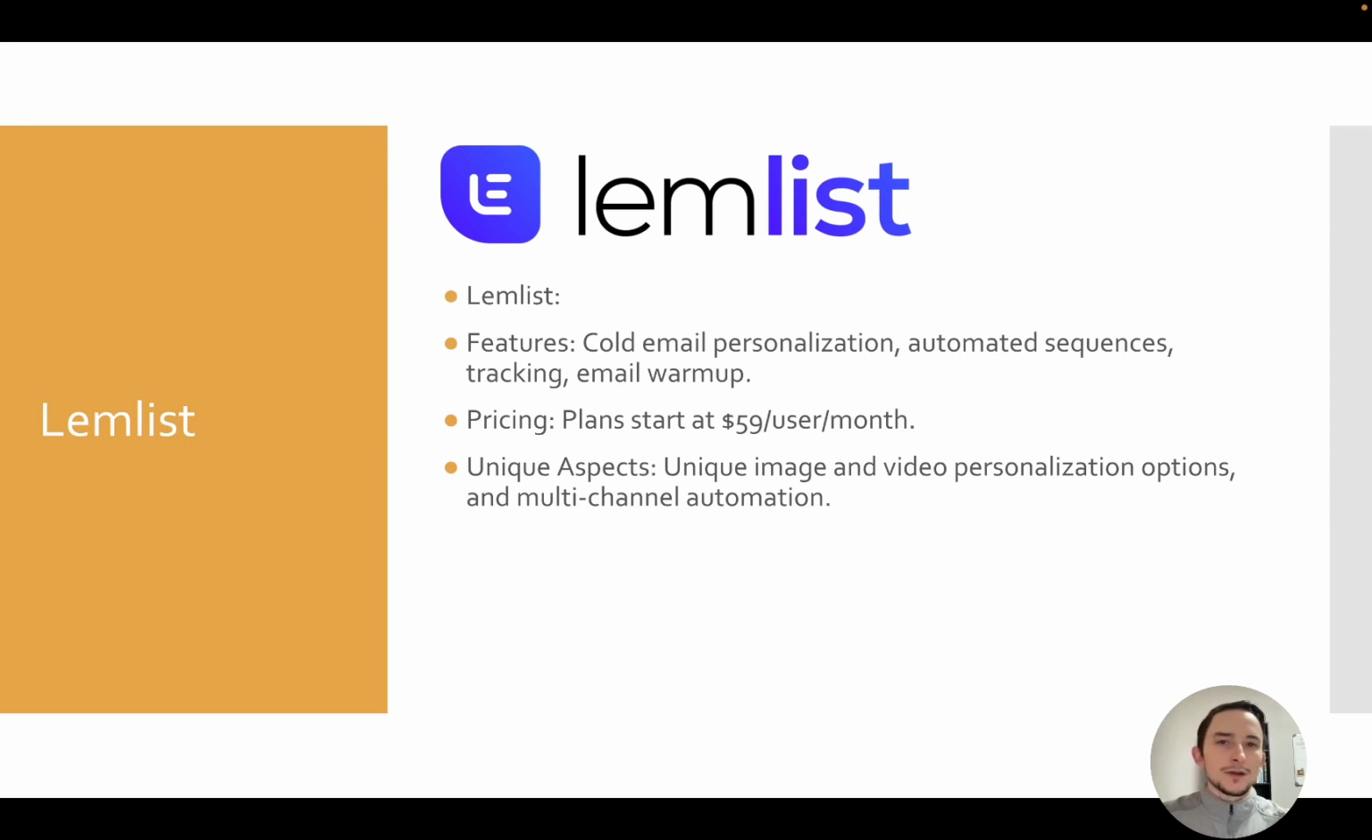Pricing, $59 a month, so a little bit more than some of the other options we looked at, but still pretty reasonable. And some of the unique aspects is I really like their image and video and content personalization options. It goes a lot more in depth compared to some of the other tools, and multi-channel automation. You're not just automating your cold emailing, but also LinkedIn and social and phone calling and all these other things you can actually automate right inside LMList.